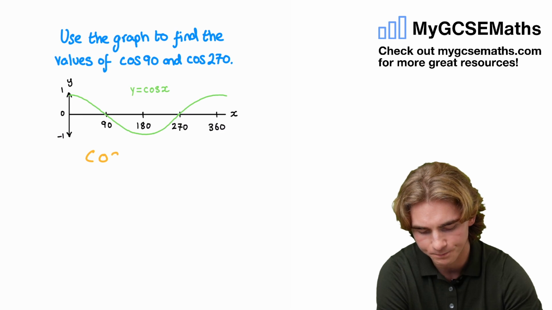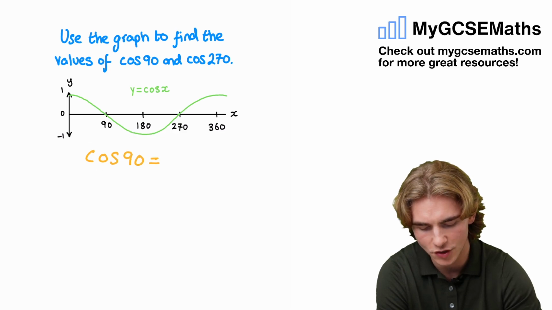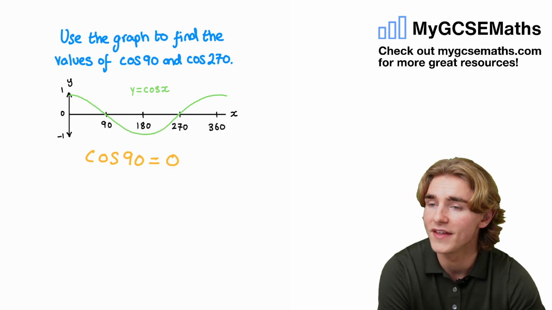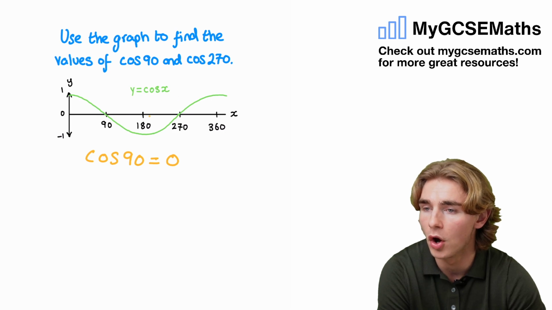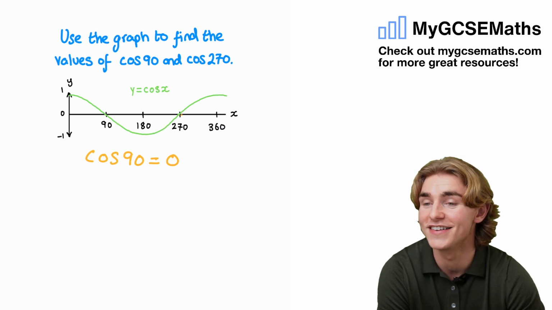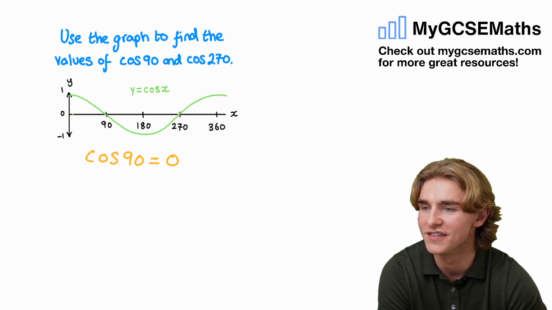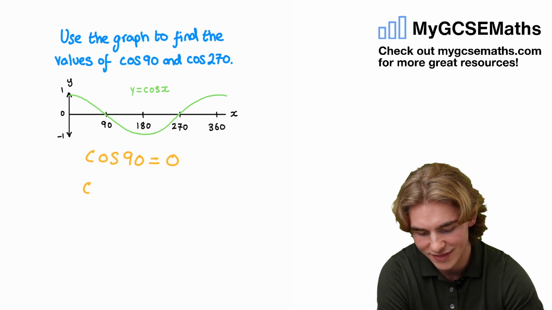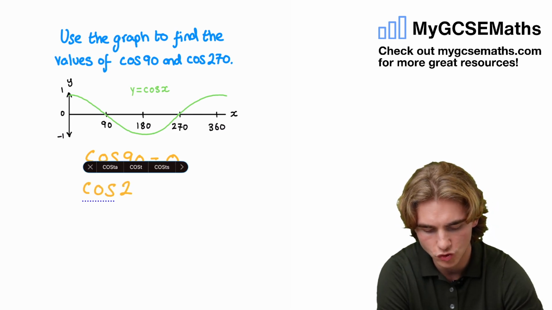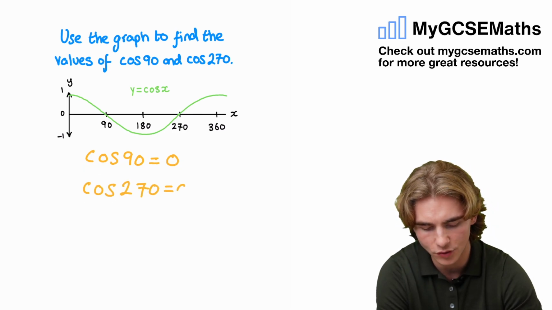Let me write that in. Cos 90 is equal to 0. Now, what about in the case of 270? We come over to 270 in the x direction, and we read across to the value of y. Again, we can see that this is actually on the x-axis, so the value of y is equal to 0. Again, we can say that cos 270 is also equal to 0.